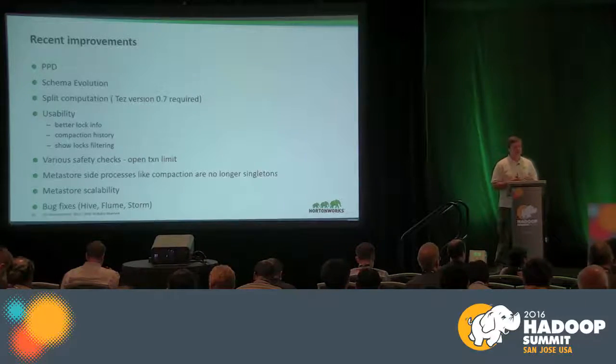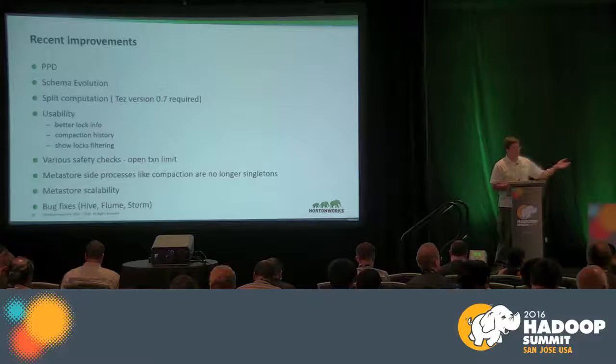Metastore scalability has received a lot of attention. The Metastore side that supports operations related to ACID queries could potentially lock up fairly easily under concurrency. So we spent a lot of time improving the scalability of the Metastore. Any number of bug fixes across Hive, Flume, and Storm to make all these three systems work better together.